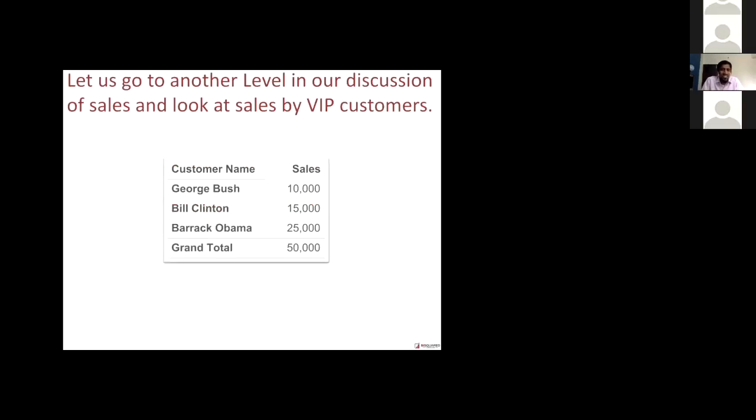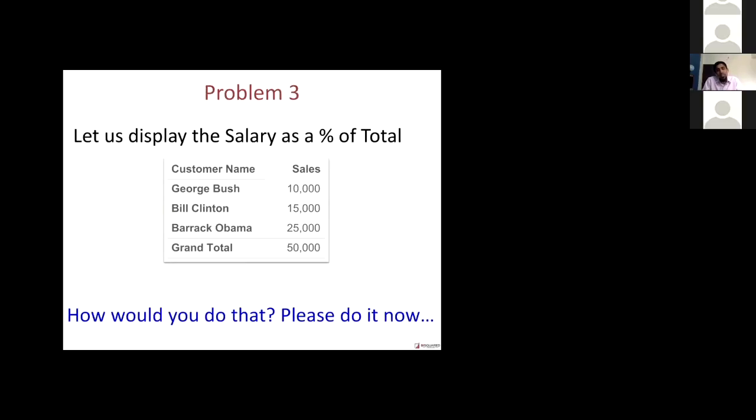Let's take our discussion to another level and look at sales by VIP customers. Look at who landed in our store, right? What a great store, right? All the presidents of the US lined up to buy stuff from us. This time, what I want you to do is display the percentage of sales that came from each of these US presidents for us. So can you take a moment to do this? This will probably take you a few more minutes, or a few more seconds.